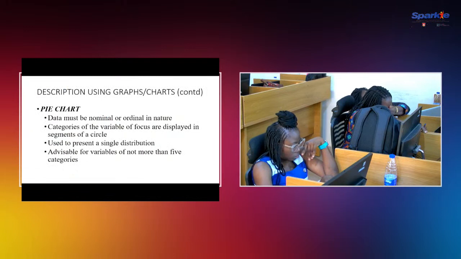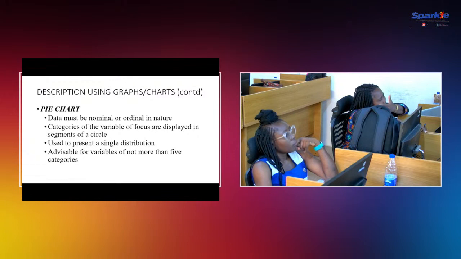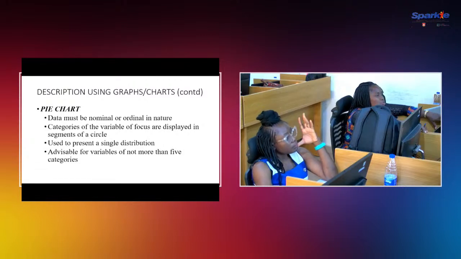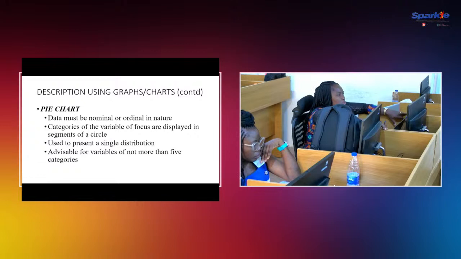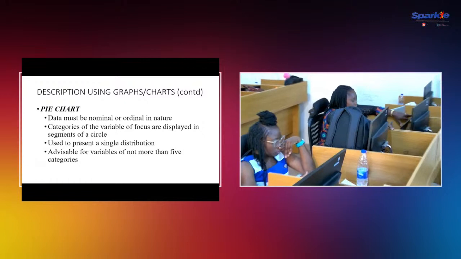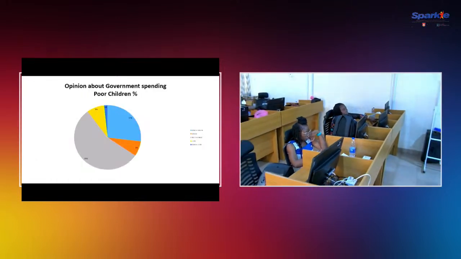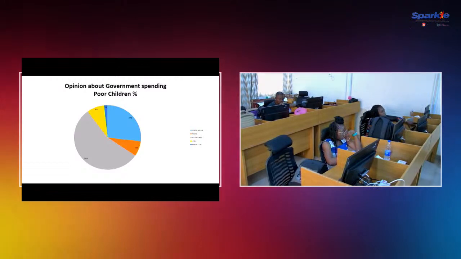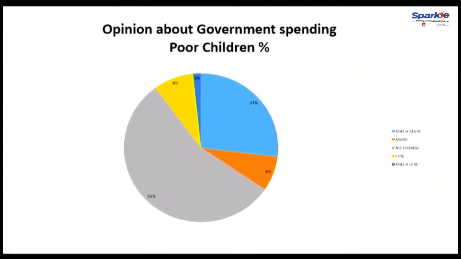Pie chart. Bullet 1. Data must be nominal or ordinal in nature. Okay? 2. Categories of variables of focus are displayed in segments of the sample. Alright? It is used to present a simple distribution. Unlike the other one. Okay? And then here? Advisable for variables of not more than 5 categories. Alright. The moment it is more than 5 categories, it becomes clumsy. You may not even be able to understand what we're doing.